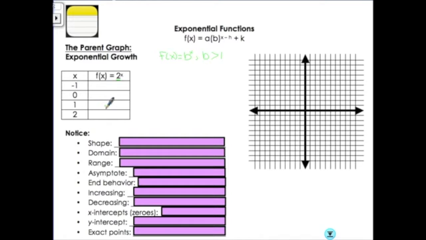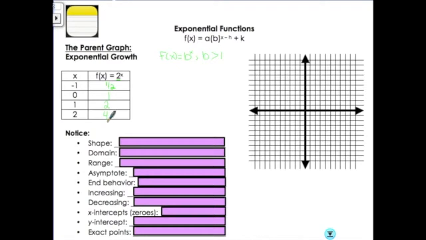Now let's fill in our table. When we put negative 1 in for x here, we get as our y value 1/2. When we put 0 in for our x value here, we get as our y value 1. When we put 1 in for our x value here, we get as our y value 2. When we put 2 in for our x value here, we get for our y value 4.